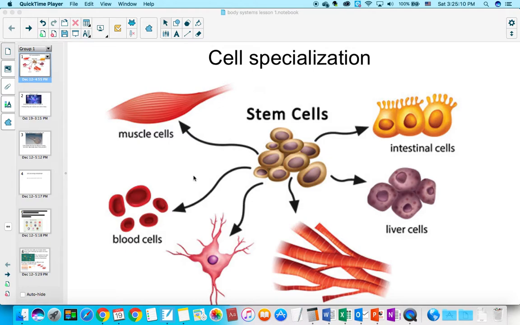We'll be talking about how different cells in our body sort of change and become what they need to be in order to sustain multicellular life. So, we're going to talk about cell specialization in this topic.